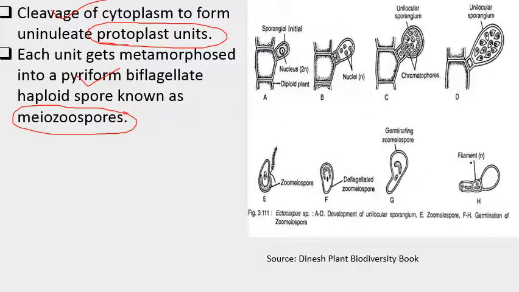So in this picture we can see here, firstly this sporangial initial undergoes meiotic division to form 4 nuclei which are haploid in nature, and this division is followed by mitotic division, resulting in the formation of a multinuclear condition. Then there occurs the cleavage of cytoplasm, और हर एक जो न्यूक्लियस है उसको सराउंड करता है साइटोप्लाज्म का पीस, and gets metamorphosed into this structure which is known as zoospores, which is a pear-shaped structure and is a biflagellate structure.